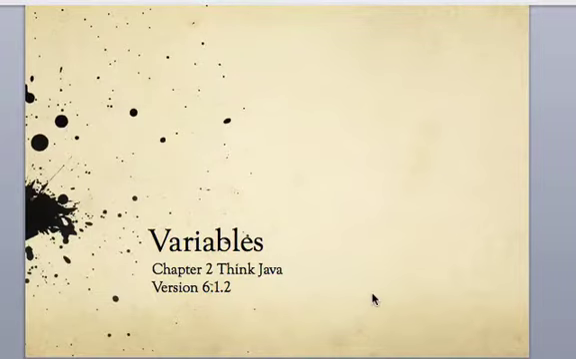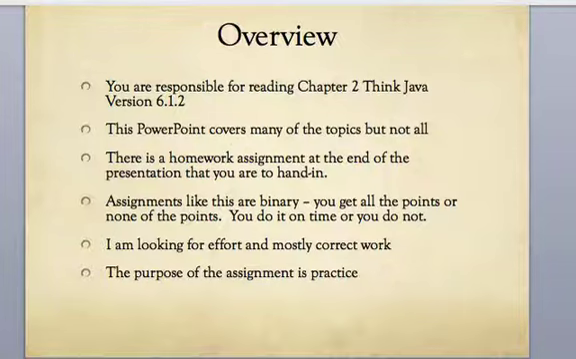All right, this recording is about Chapter 2 in ThinkJava in version 6.1.2, and it is about variables. As it says, you're responsible for reading Chapter 2, although we will cover the highlights in this PowerPoint. There is a homework assignment at the end.